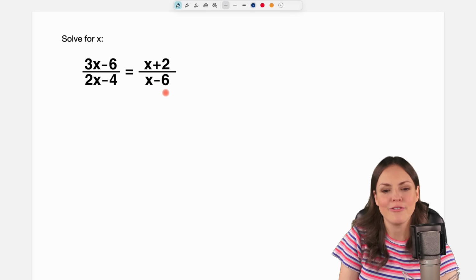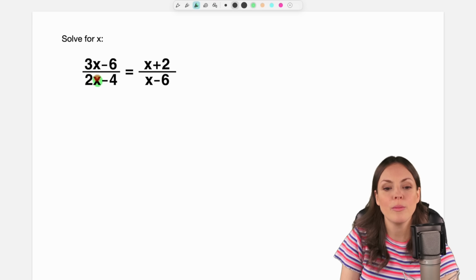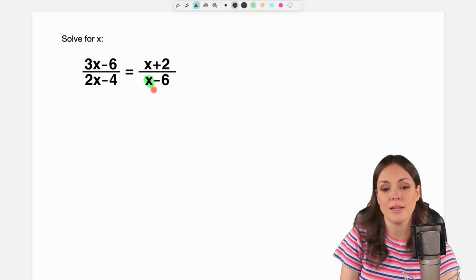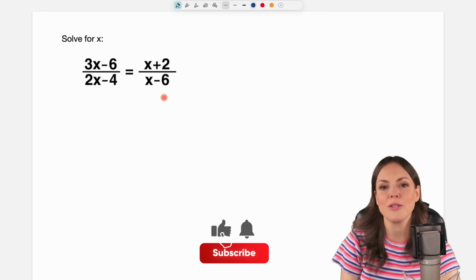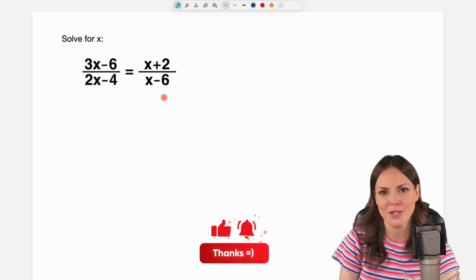This is a fractional equation because our x is part of the denominator of this fraction here, and also on the other side, the same thing: we have x in the denominator of this fraction. And every time this happens in your equation, you are dealing with a so-called fractional equation.